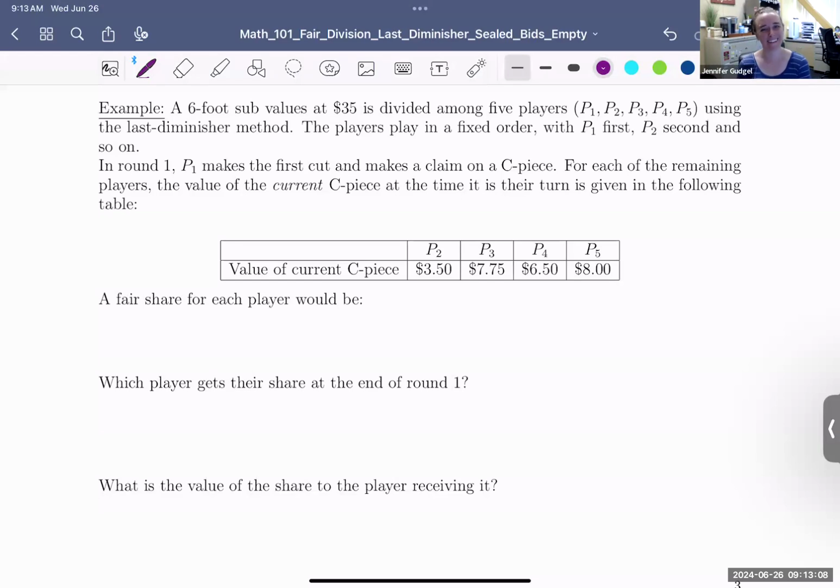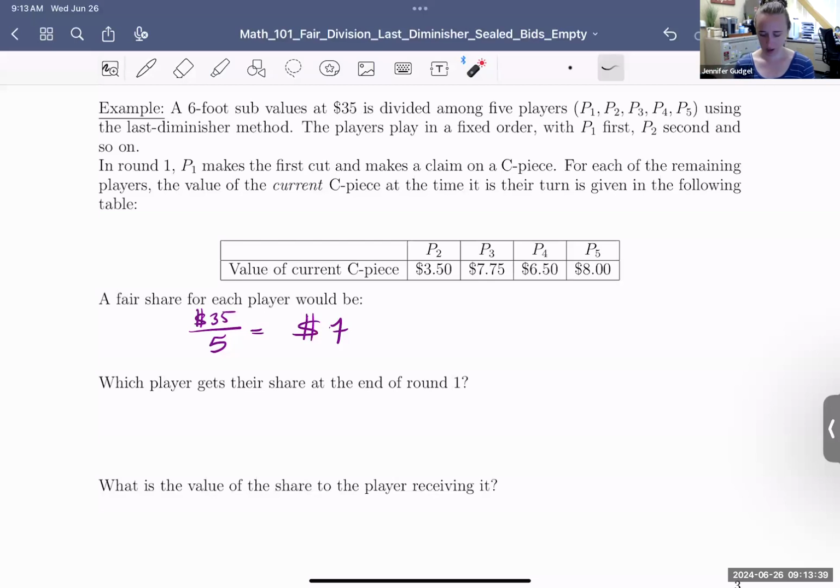Okay. Hopefully you paused. If not, can't do anything about it. So let's talk about what a fair share is. We now have a $35 total divided among 5 people again. So a fair share is going to be $7 worth. That's now the magic number that we're looking for as we continue through the process. Player 1 cuts a piece to what they feel is $7.